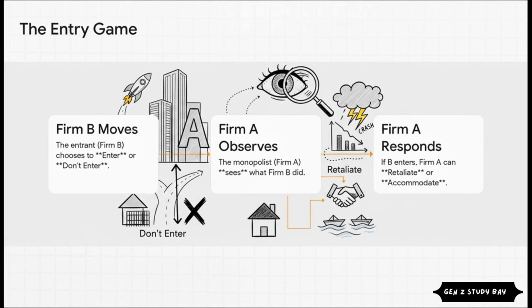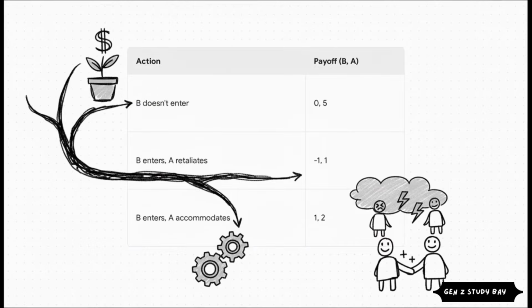Now the key here is that Firm A sees what Firm B decides. So if Firm B enters, then Firm A gets to make a move. Do we retaliate with a nasty price war, or do we just accommodate them and share the market? Each of these paths is a different possible future. And here's the whole map with the payoffs at the end of every branch.